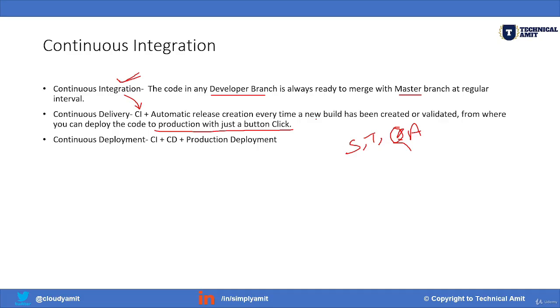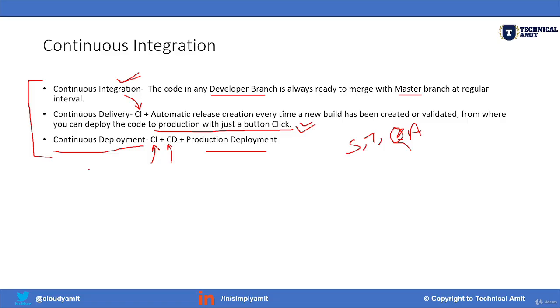But if you wanted to deploy the changes to production, you have to manually click on the button to deploy the change to production. But when we talk about continuous deployment, we have got continuous integration, continuous delivery, as well as production deployment. There is no manual intervention. So there are three things which are very important you need to keep in mind: continuous integration, continuous delivery, and continuous deployment. When we say continuous deployment, there is no manual intervention. When we say continuous delivery, you have to click on a button in order to promote your changes to your production environment.